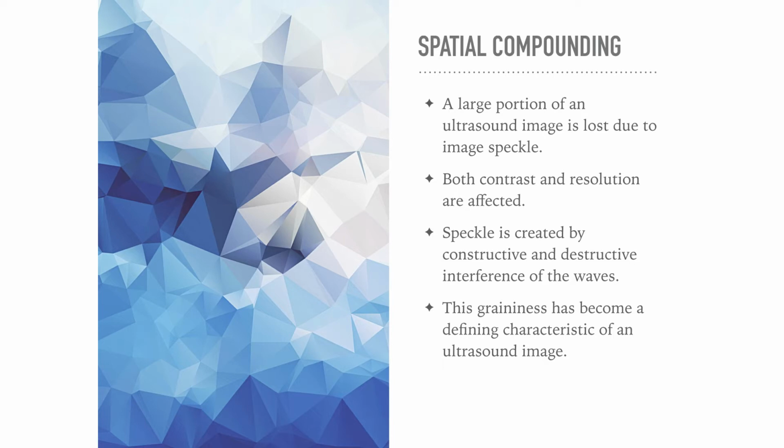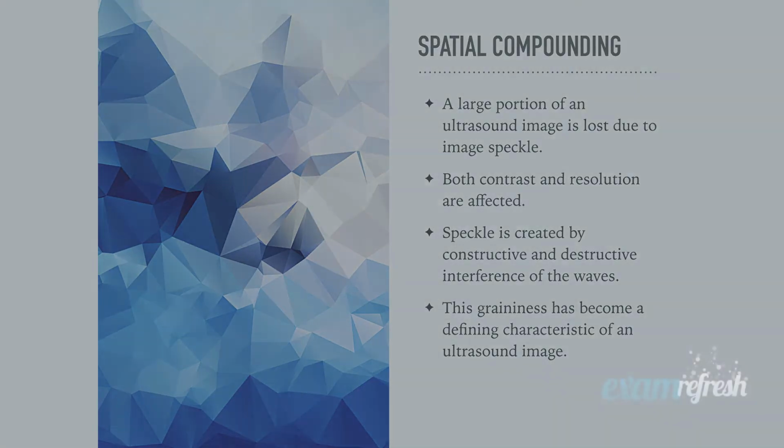The thing is, this graininess is basically a characteristic that most people tie to an ultrasound image. When you ask somebody, oh, look at this ultrasound image, oh, I don't know what that is. Basically, all they see is the grain. So let's look at what this means.